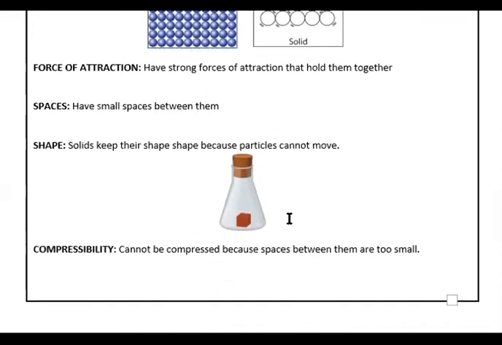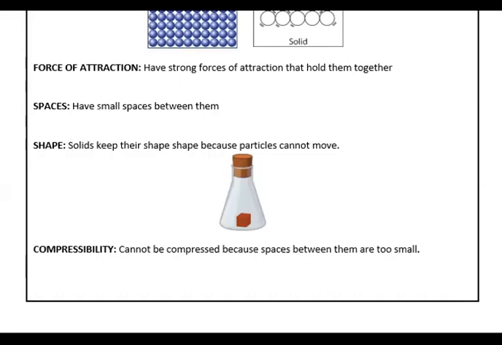And then we come to shape. If we put, say, a cube of sugar, just like we have in the diagram, into a test tube, the shape is not going to change to accommodate the shape of the container. The shape of a solid is going to stay as a block of sugar. Solids keep their shape because particles cannot move. If the particles could move, the solids would mold into the shape of the container.